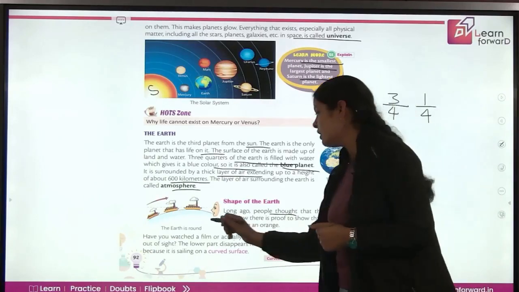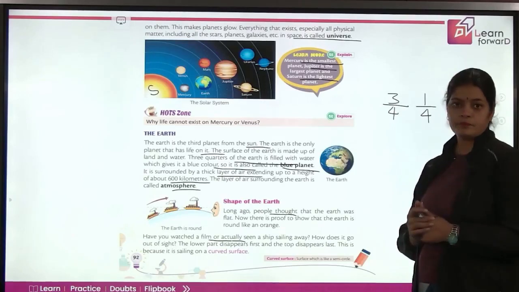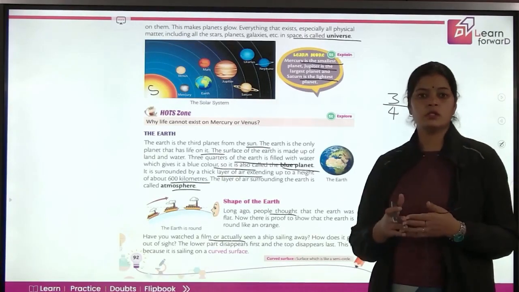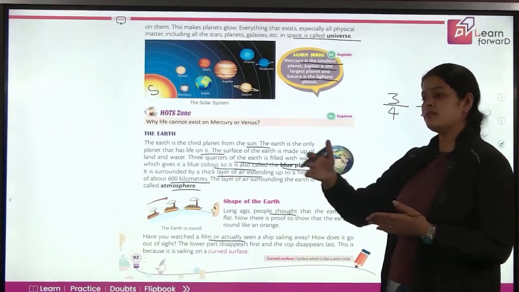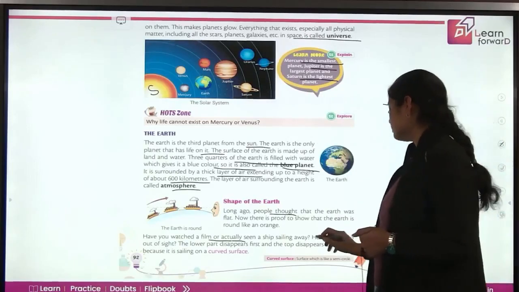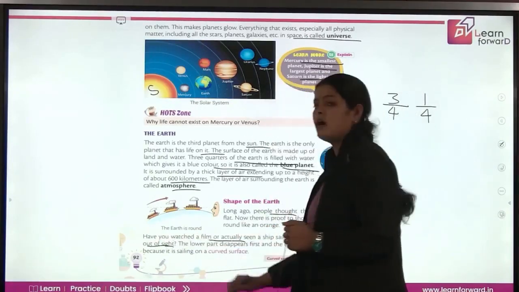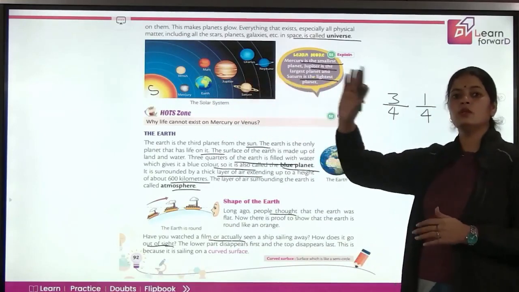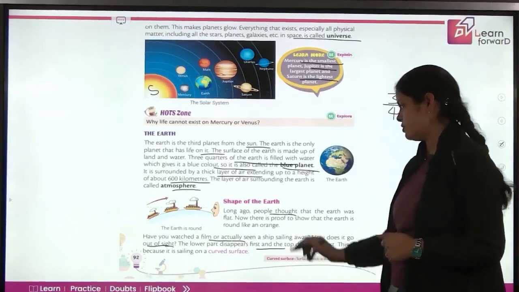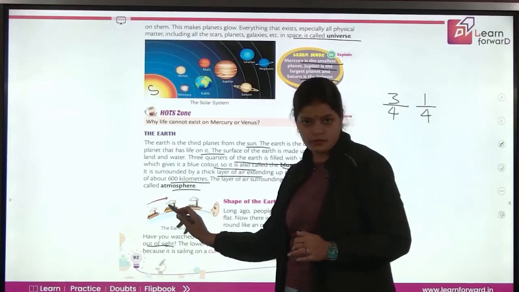Now how? Have you watched a film or actually seen a ship sailing away? If you have been to a beach or a seashore, you might have seen some ships sailing away from you. So how does it go out of sight? After traveling to a distance, you will not be able to see the ship. The lower part disappears first. So this is the observer, and the ship has started sailing from here.